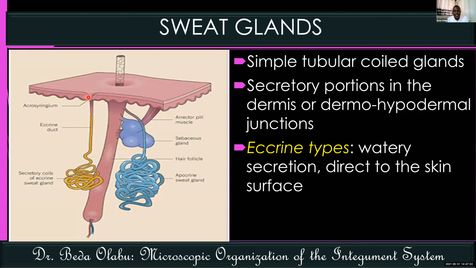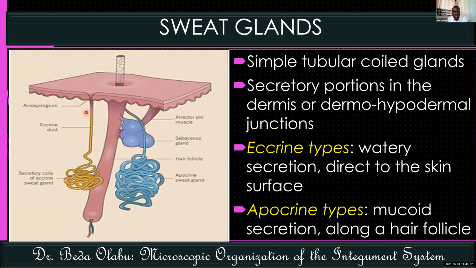There are two types of sweat glands. This is what we call the eccrine type of sweat glands. The eccrine type of sweat glands are the ones that open directly onto the surface of the epidermis, the surface of the skin. This type of sweat gland is the majority. They produce watery sweat, serous secretion, directly onto the skin surface. They are found all over the body, and they are the ones responsible for thermoregulation.